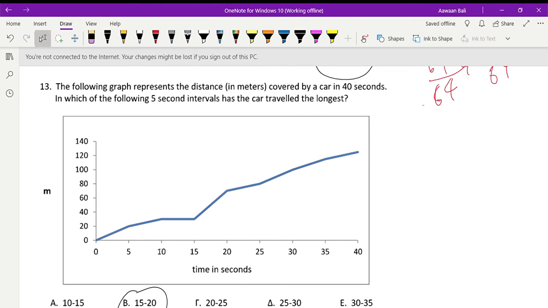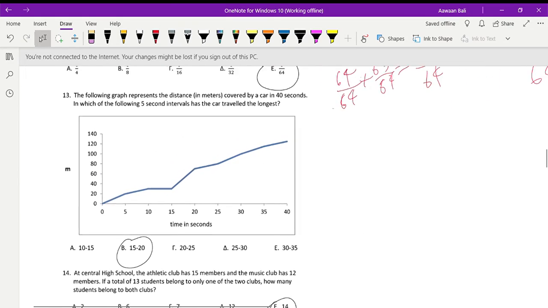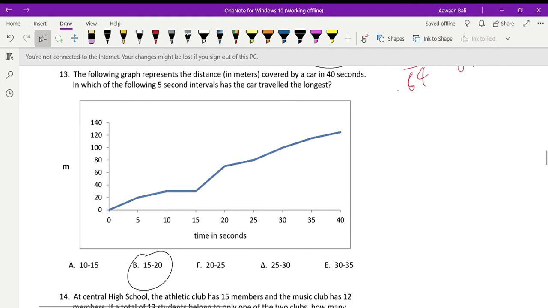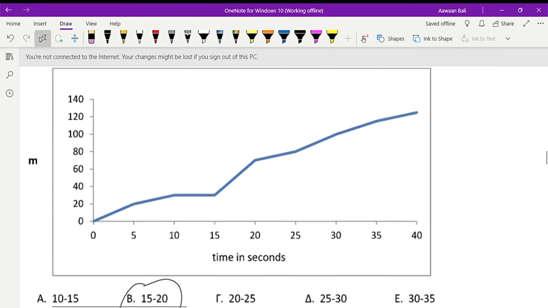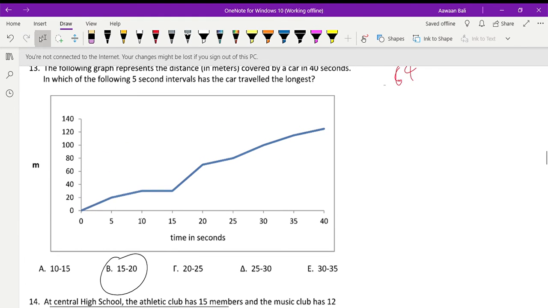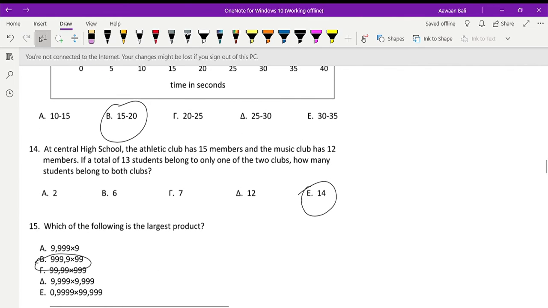Now, question number 13. The following graph represents the distance in meters covered by a car in 40 seconds. In which of the following 5-second intervals has the car traveled the longest? It's 15 to 20, because if you look at 15 seconds to 20 seconds, it's a high jump compared to all of the others, the highest jump definitely, and it's clear to see. So therefore the answer is beta, 15 seconds to 20 seconds.